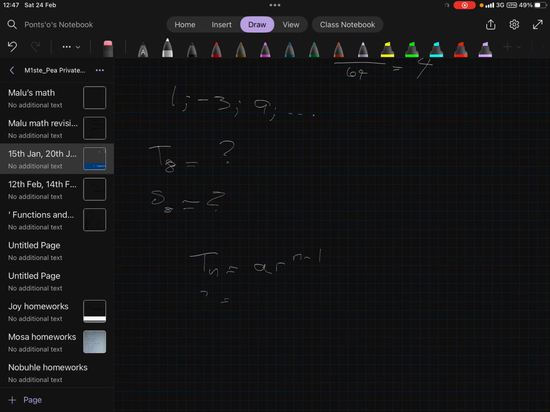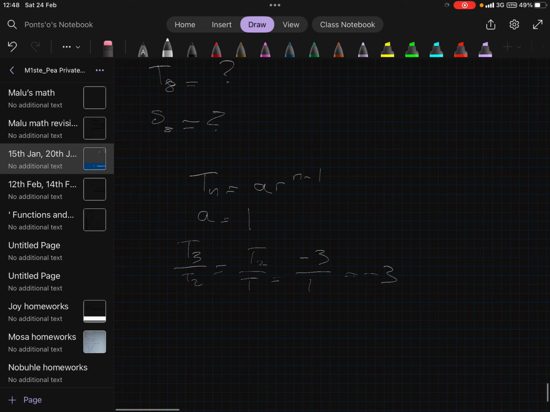So we're looking for the 8th term. We have our first term, which is 1. Our constant ratio is T3 divided by T2, which is T2 divided by T1, which is -3 divided by 1, which is -3. Or 9 divided by -3, which is also -3.